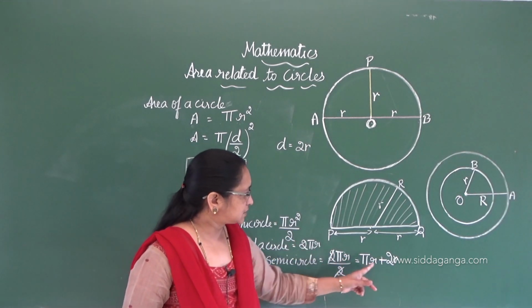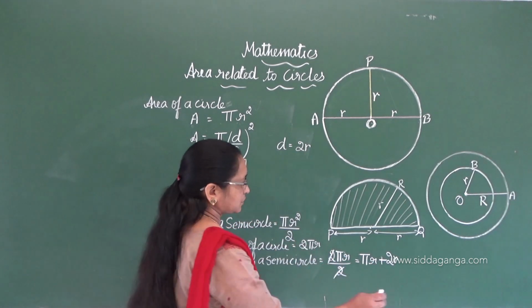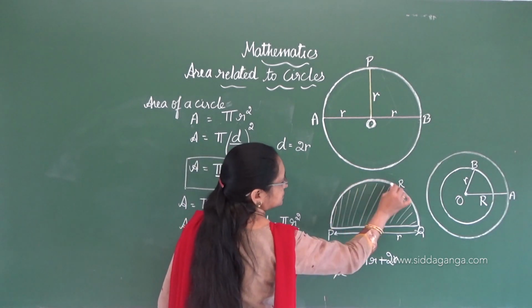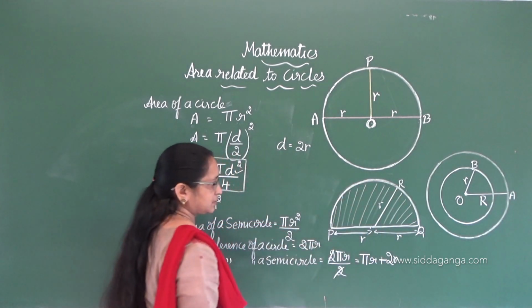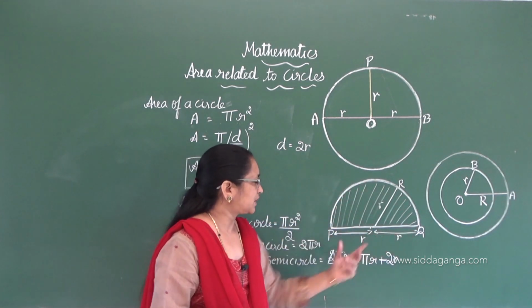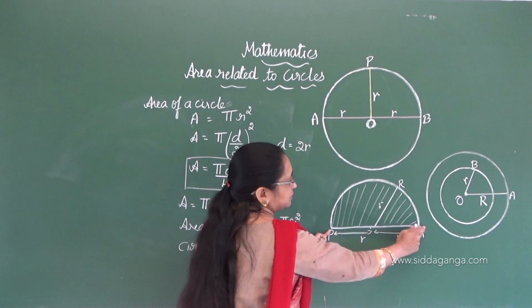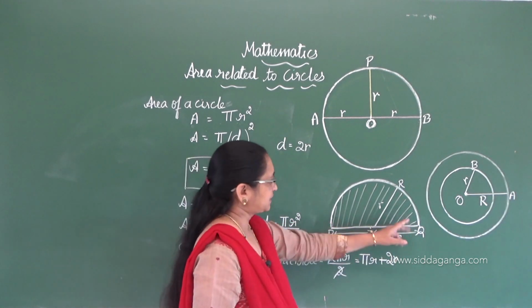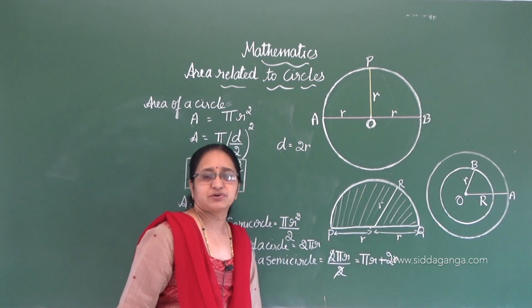2 gets cancelled. So pi r, only pi r, means this is the semicircle only, the circumference of the semicircle means here. So I have not covered PQ. If I want to cover the PQ, that is the diameter, then I have to add 2r for it.